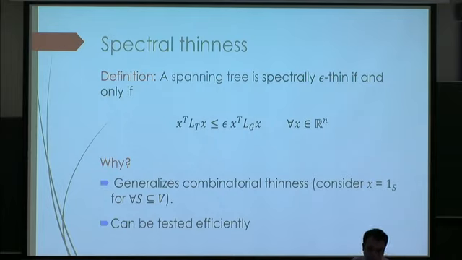So you can ask a similar question. If your graph is k-edge connected, does it have a C over K spectrally thin tree? It turns out that the spectral version of the conjecture, which would be the stronger form of the conjecture, is not correct. So the edge connectivity is not the right way of looking at it. You have to look at it a little bit differently.